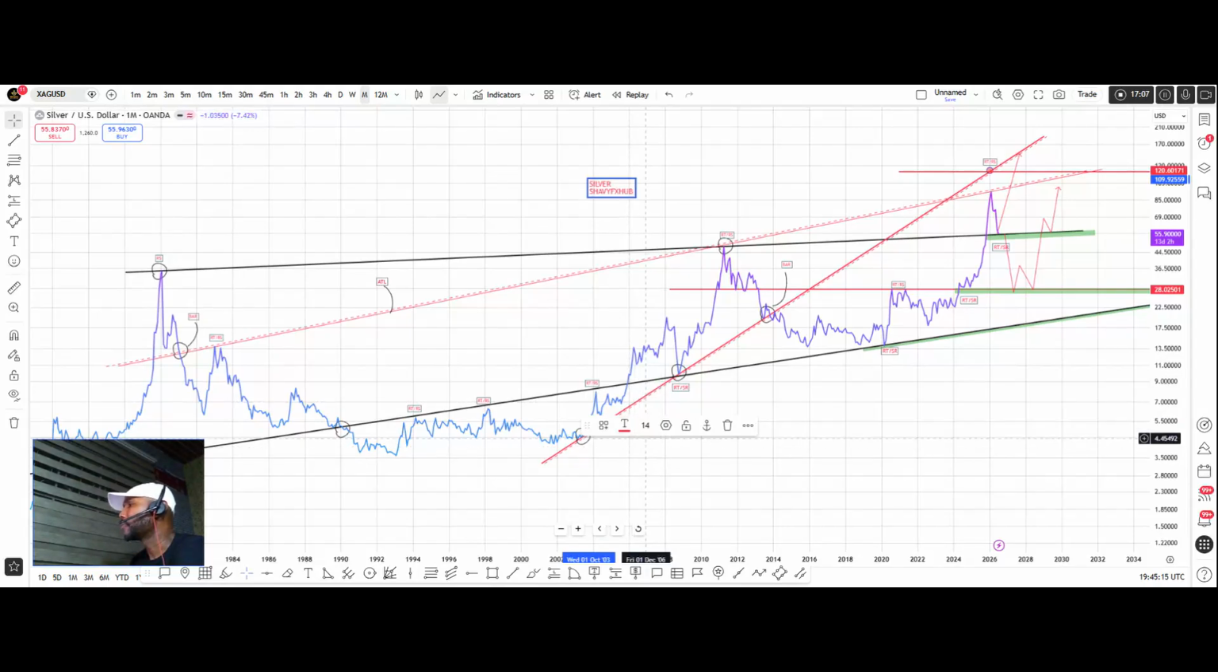Let's see what happens. We're going to look at copper. We'll look at aluminum. We'll look at titanium. I'm also trying to look at uranium, to see what's going on in the uranium market.